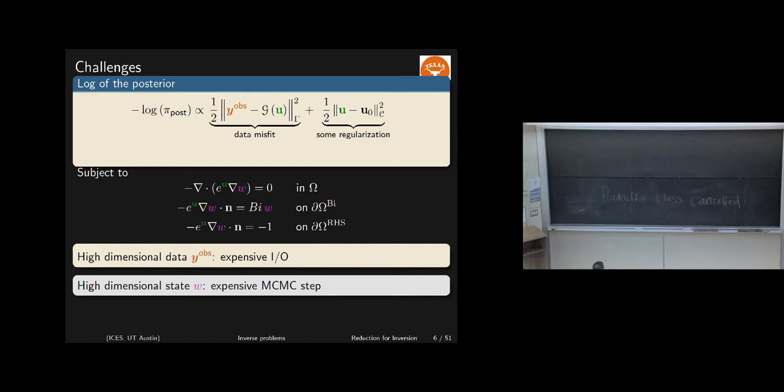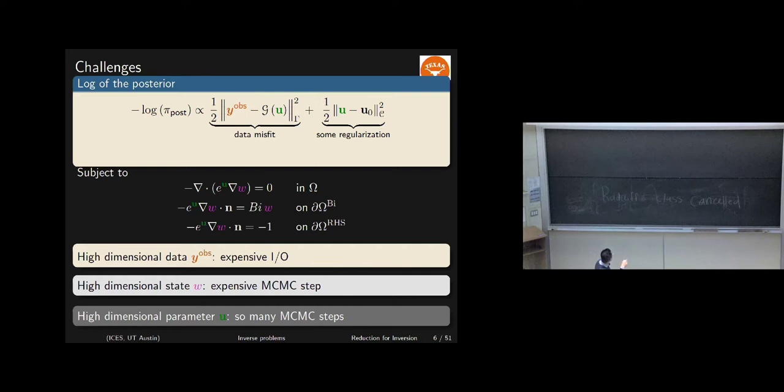And if the forward solve, each of them is too expensive, which I'm going to show you in a second, then this problem becomes problematic, right? And then the third key player is U, which is the parameter that you want to invert for. So again, U can be a function in general, and you need to discretize it, right?